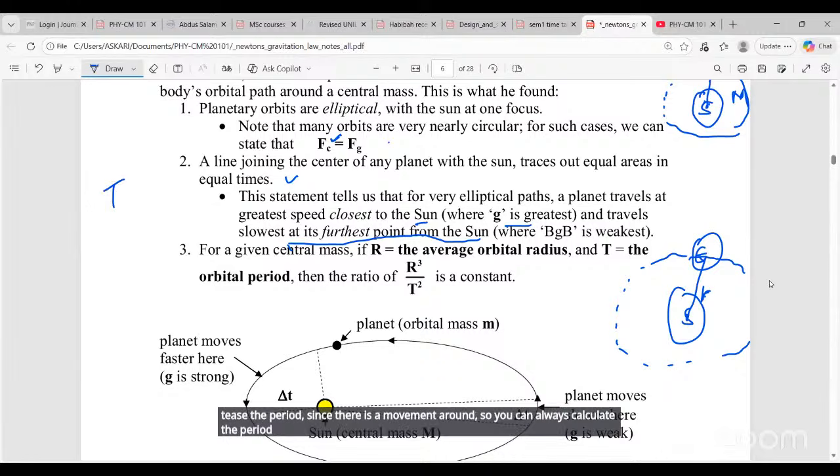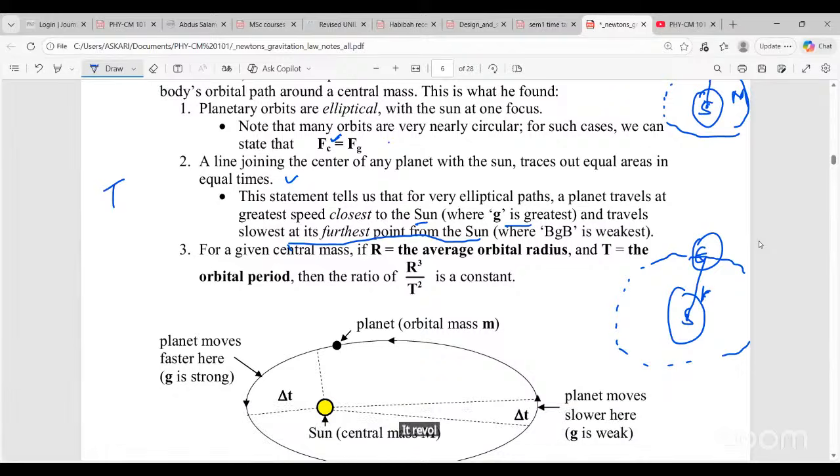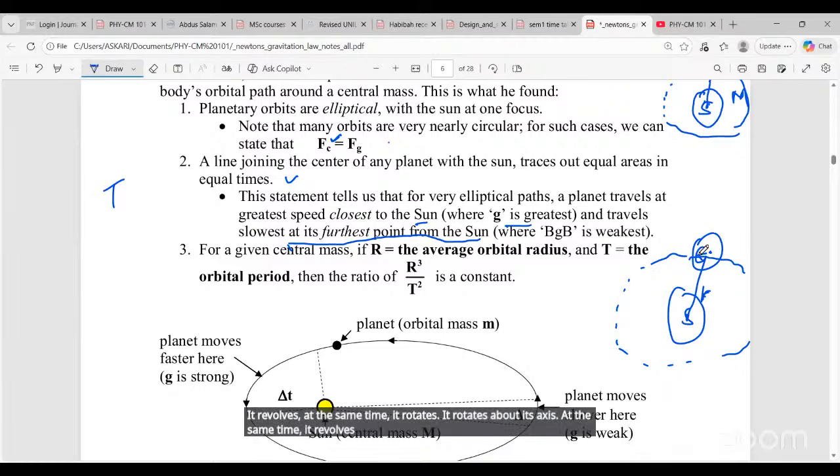And that's why you see the Earth, you have its revolution, it revolves. At the same time, it rotates about its axis. At the same time, it revolves. When it revolves, that takes 365 days, or 366 in a leap year.